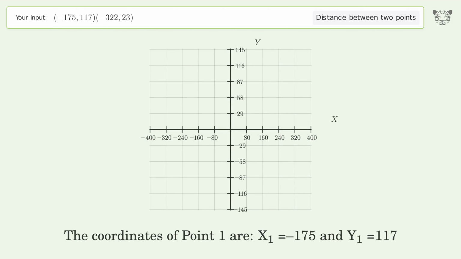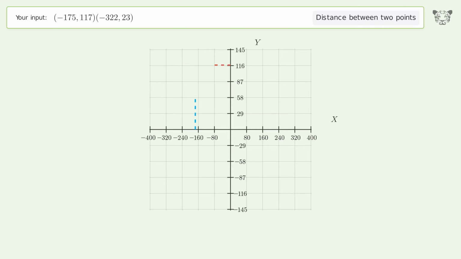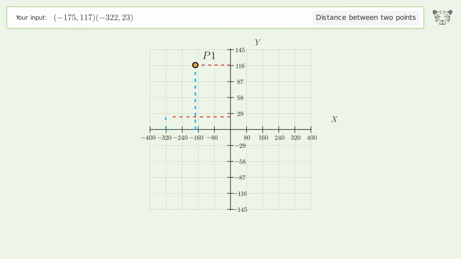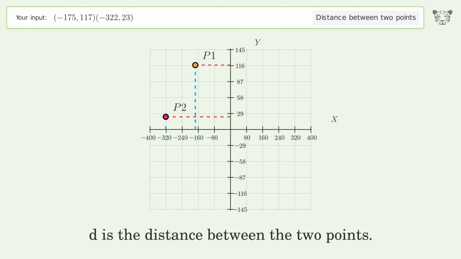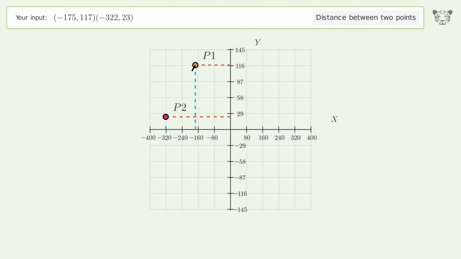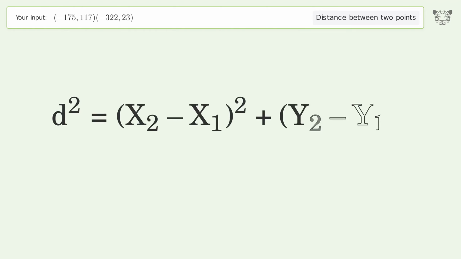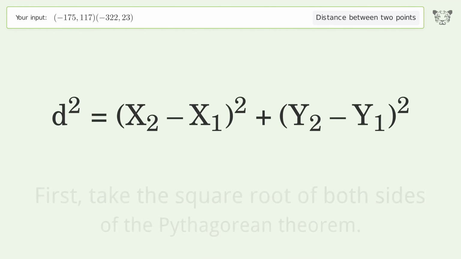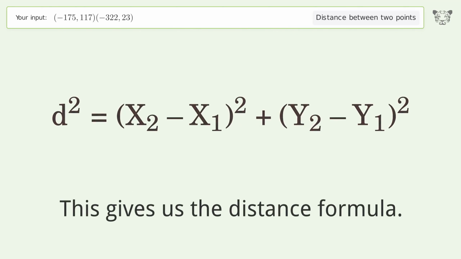The coordinates of point 1 are x1 equals negative 175 and y1 equals 117. The coordinates of point 2 are x2 equals negative 322 and y2 equals 23. D is the distance between the 2 points. First, take the square root of both sides of the Pythagorean theorem. This gives us the distance formula.